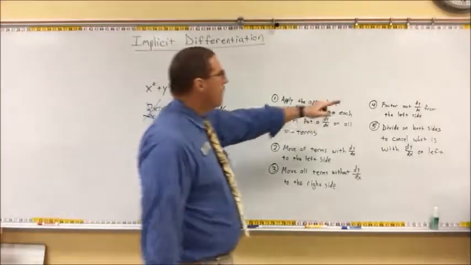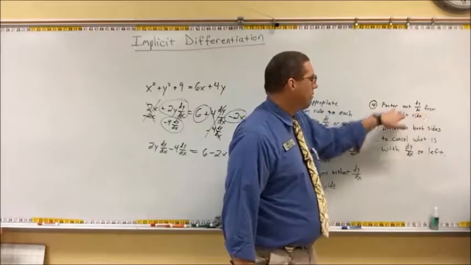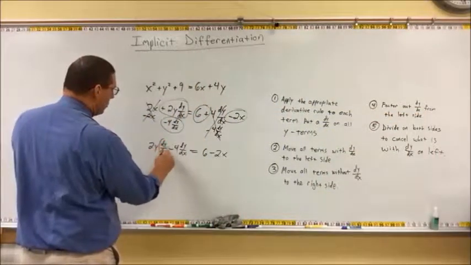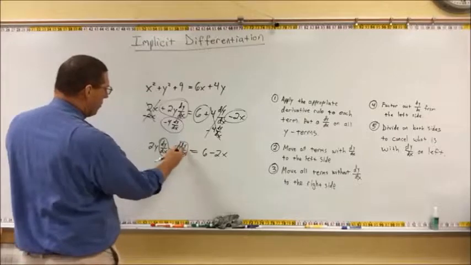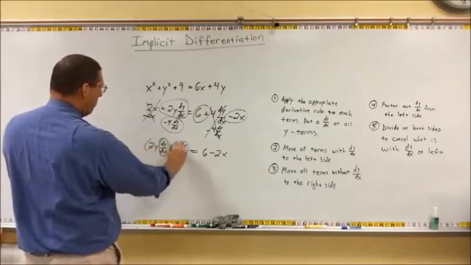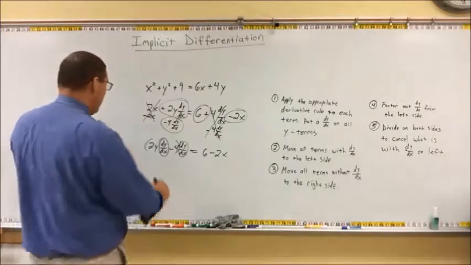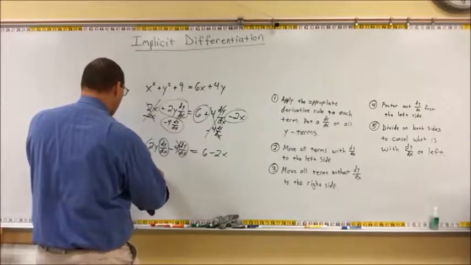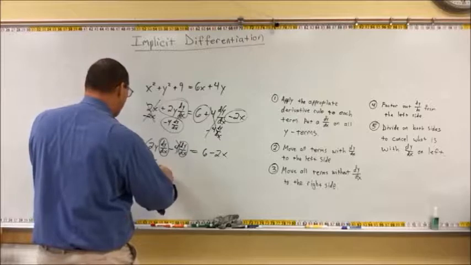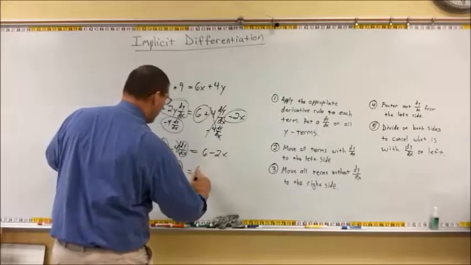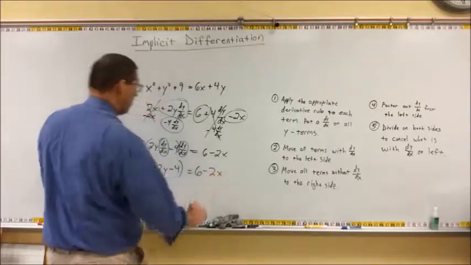Step 4, factor out dy/dx from the left side. So over here on the left side, we're going to factor out the dy/dx, move it to the outside, and then put parentheses around the 2y minus 4. Okay? So we're going to have dy/dx on the outside, parenthesis 2y minus 4, is equal to, this side stays the same, 6 minus 2x.